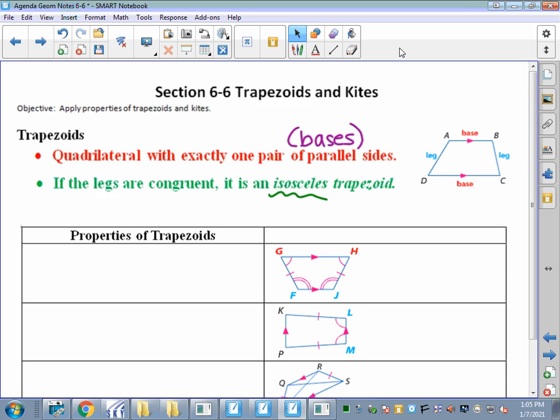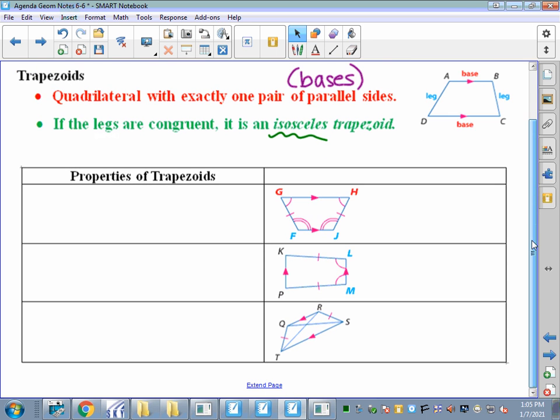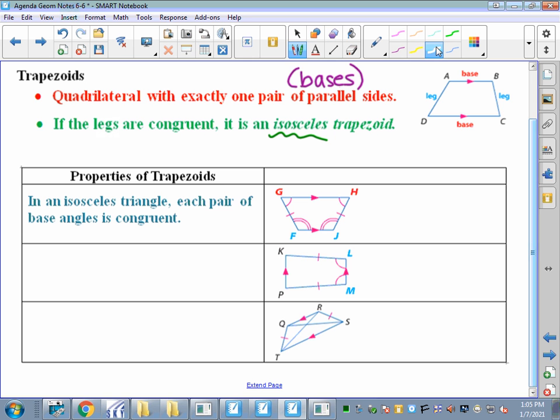So here are some properties or rules about trapezoids. The first property, I've tried to put an appropriate picture in with it. The first property is, if we're talking about an isosceles trapezoid, not triangle, not sure what I was thinking when I typed that out: in an isosceles trapezoid, each pair of base angles is congruent.